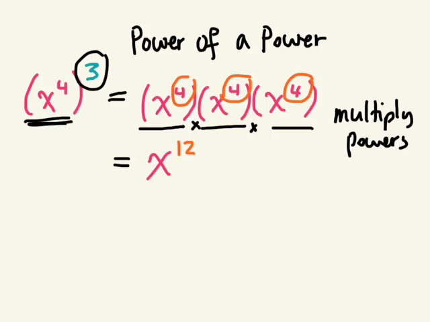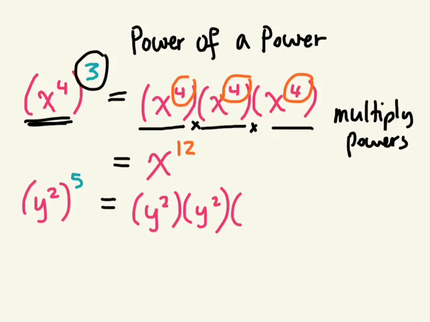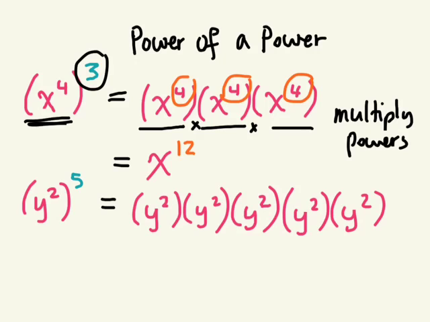Y to the power of 2, all of that to the power of 5. So what's the base? Okay, y to the power of 2. And how many times do I need to write that? 5 times. So now I have a repeated multiplication. I'm multiplying y to the power of 2 times y to the power of 2 times y to the power of 2 times y to the power of 2 times y to the power of 2.